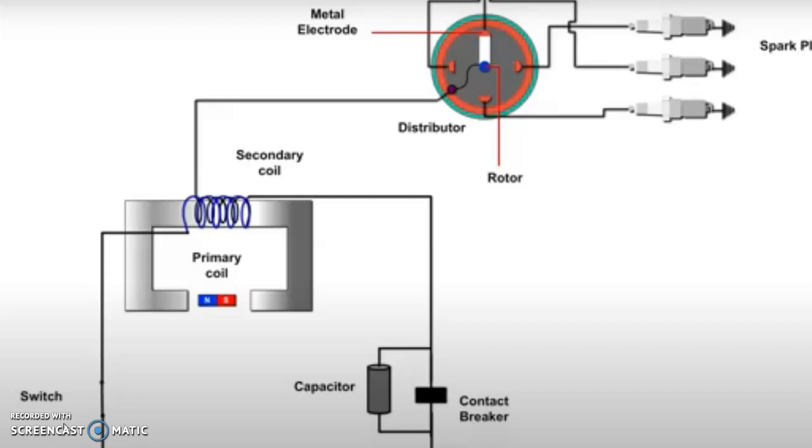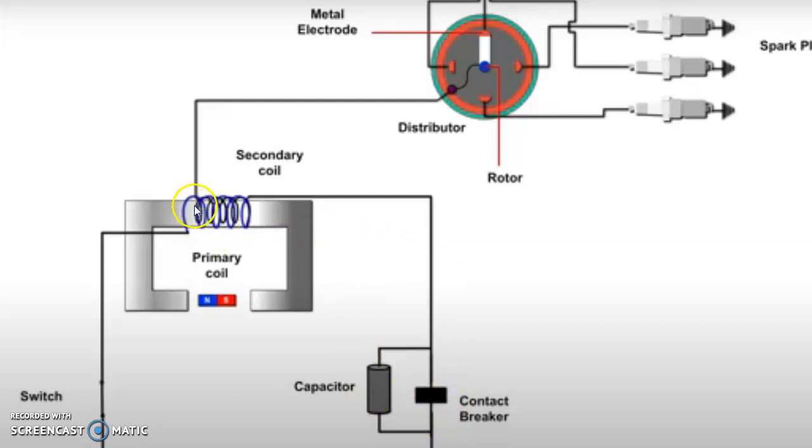Now let us discuss the components used in a magneto ignition system. As you see here, we are using a switch, which is the ignition coil switch, and at the end of this it is grounded to the negative terminal. Here we have the north pole and south pole, a magneto, a secondary coil and a primary coil. After that we have a capacitor and the contact breaker.